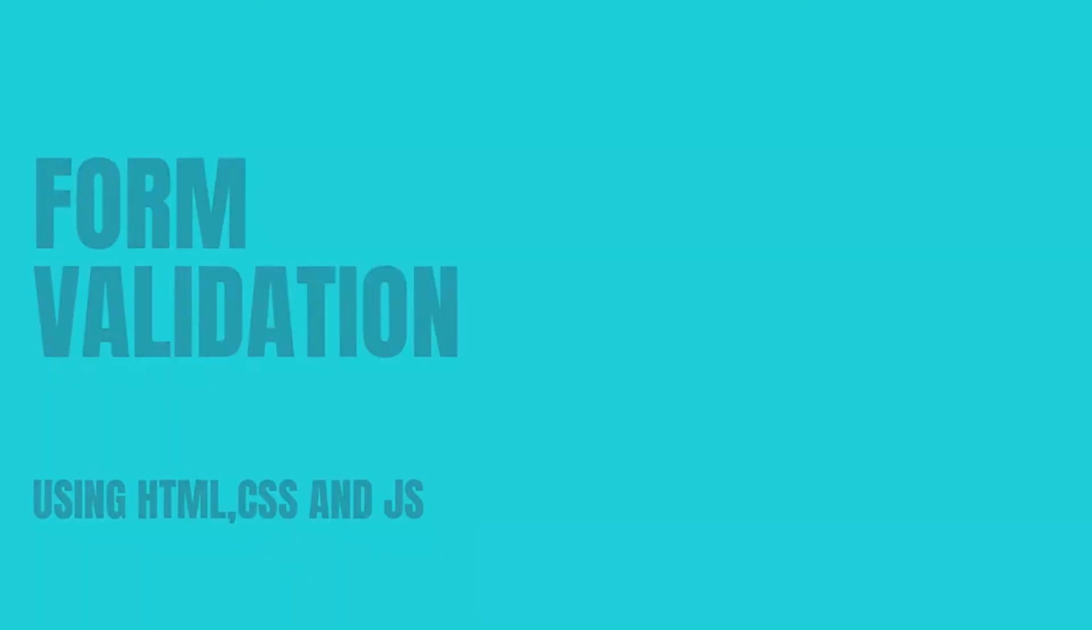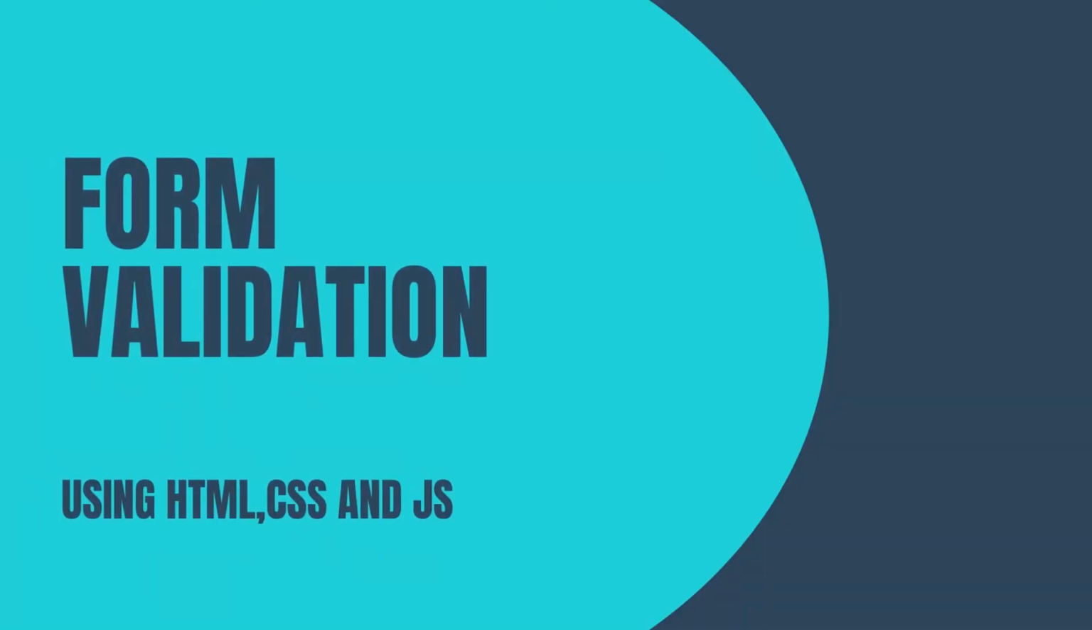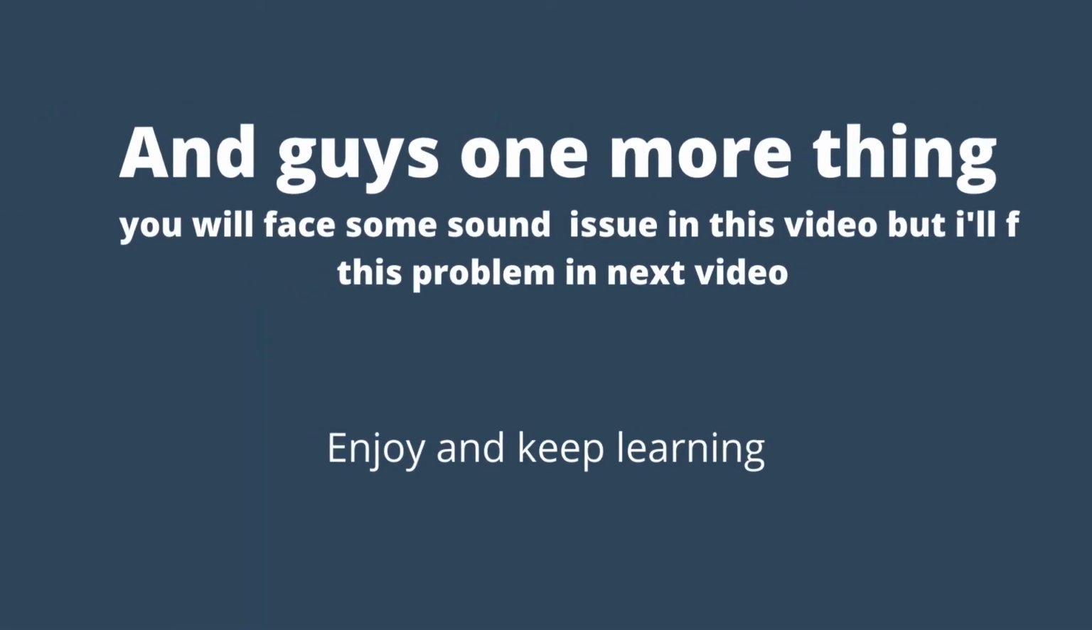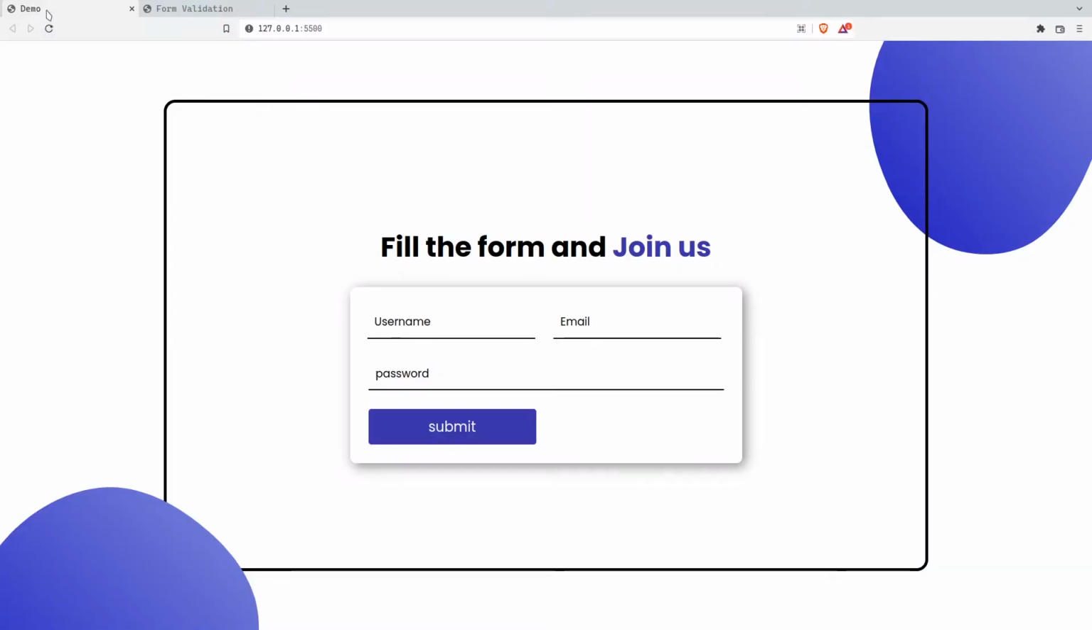In today's video, we are going to create form validation using HTML, CSS and JavaScript. First I'll show you the demo of the page. Then we will jump into Visual Studio Code and start writing code. So you can see that I have a demo page, and in the demo page I have three fields: username, email and password. First I'll show you the demo of the form validation.